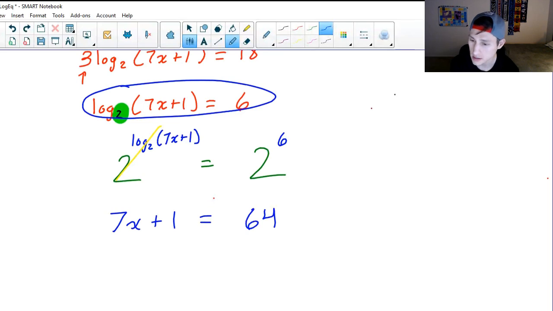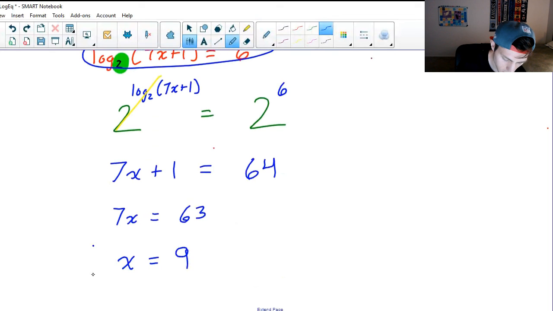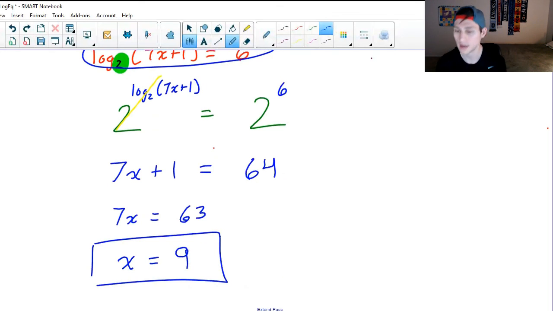And now we just have a basic two-step equation. We'll subtract 1. 7x equals 63. Divide by 7. X equals 9.